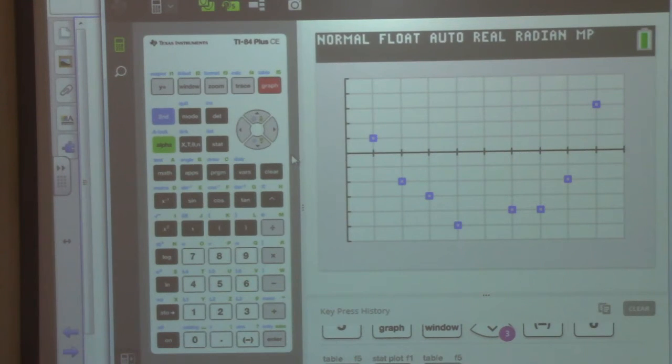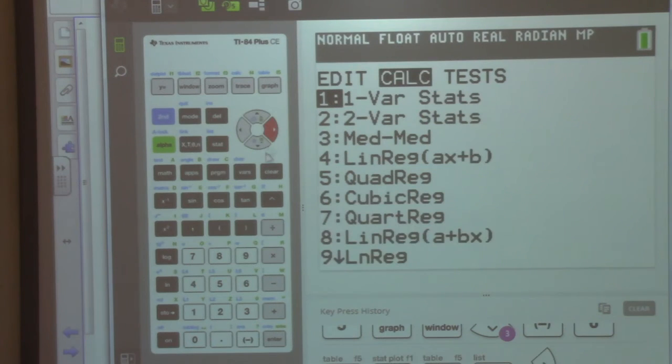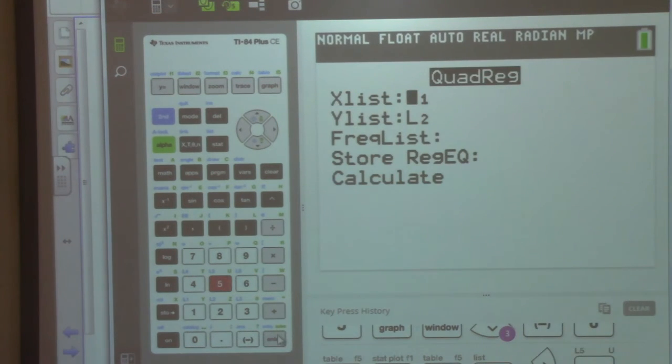What did you notice? Stat, calc, 5, and enter. Now, one thing you got to watch for is this X list and Y list. Make sure these are the same things that you entered. Like if you go to stat edit, you'll see L1 at the top of the first column, L2 at the top of the second column.